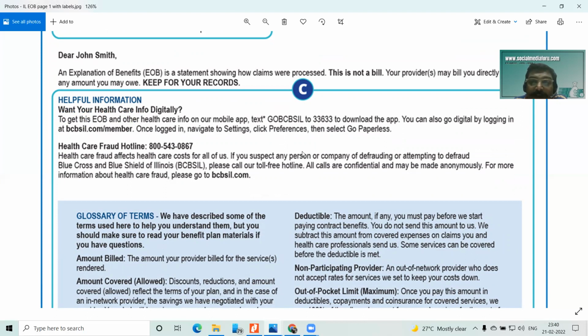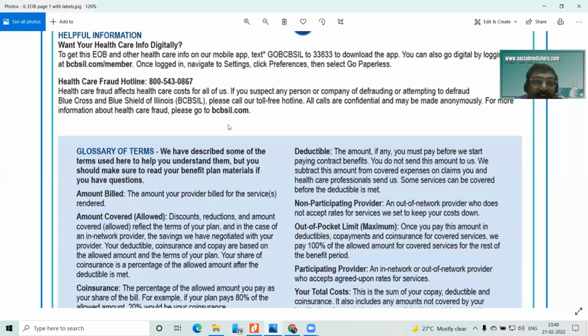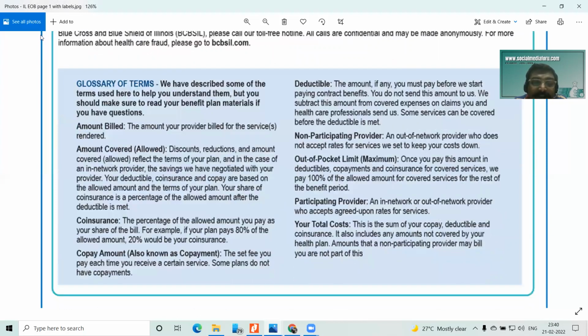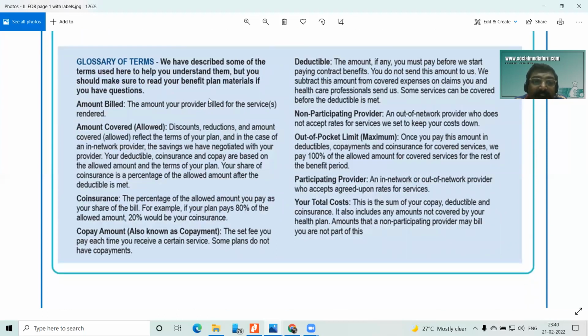What are all the claims paid, what are all denied, how much amount they have billed, how much they have paid, all those I will explain in detail. And here you have the same thing, like the hotline numbers and the information they have given. This glossary of terms is very important. They have described only some.